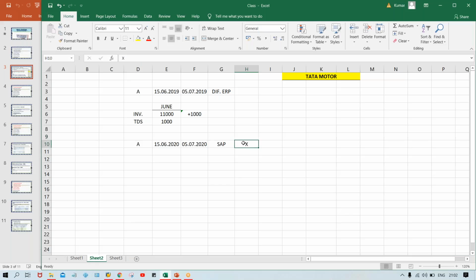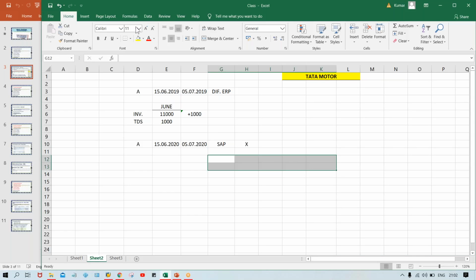Because in SAP there is a control. Okay, what kind of control is there, guys? We are having options to open and close the period. Okay, we are having options to open and close the period. What kind of options are there, guys? So I'll tell you now.